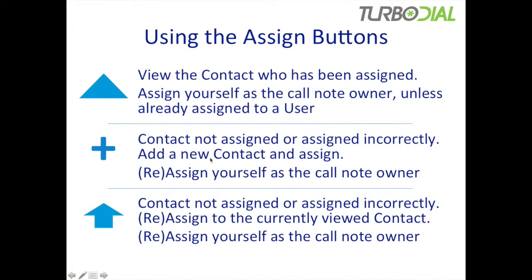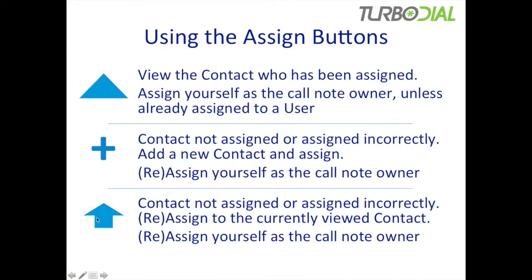Now the plus button is different. This is the case where the contact has not been assigned, or where turboDial did make an assignment but assigned it incorrectly, for example, where there are multiple contacts with the same phone number. turboDial might assign that call note to the wrong person. That can happen if you have, for example, several people from one company all listed as contacts in your Infusionsoft account, and you've got the same phone number for all of them. So in that case, you may want to use the plus button to add a new contact and assign this call note to that contact. When you click that button, it creates that contact and assigns the call note to them. It also reassigns you as the call note owner.